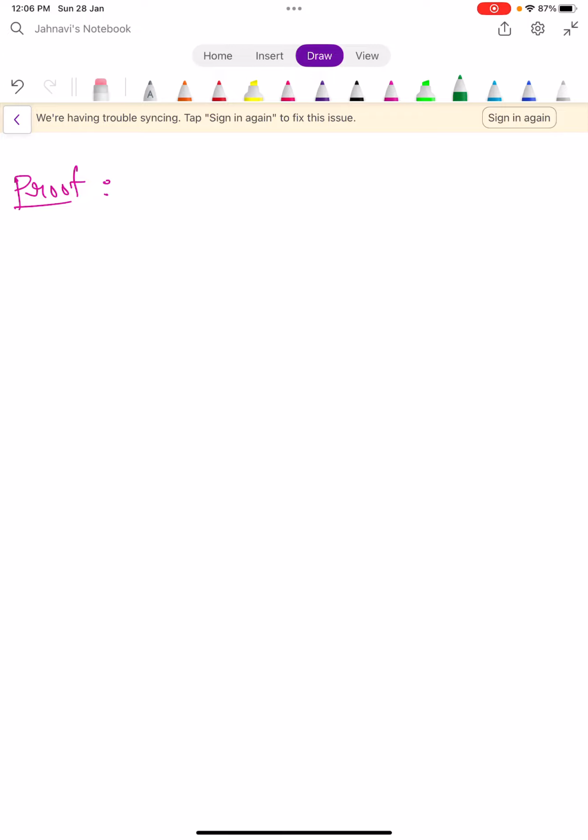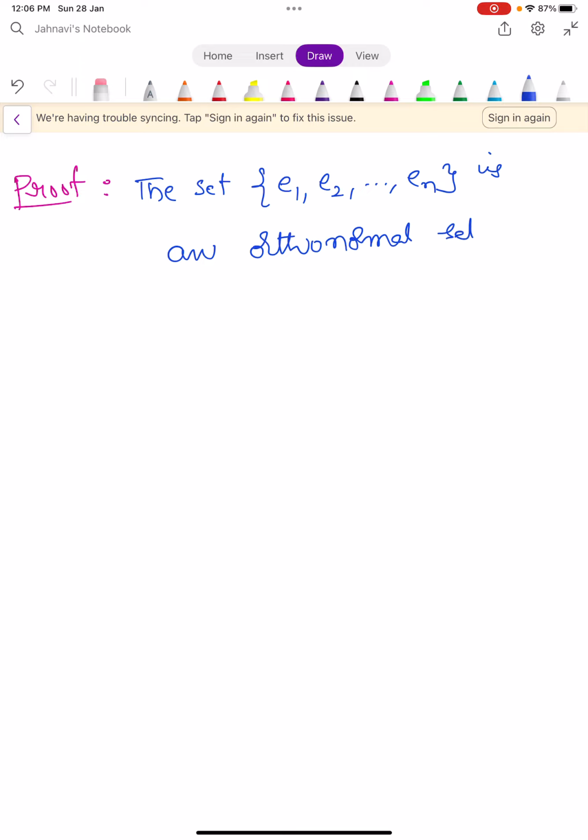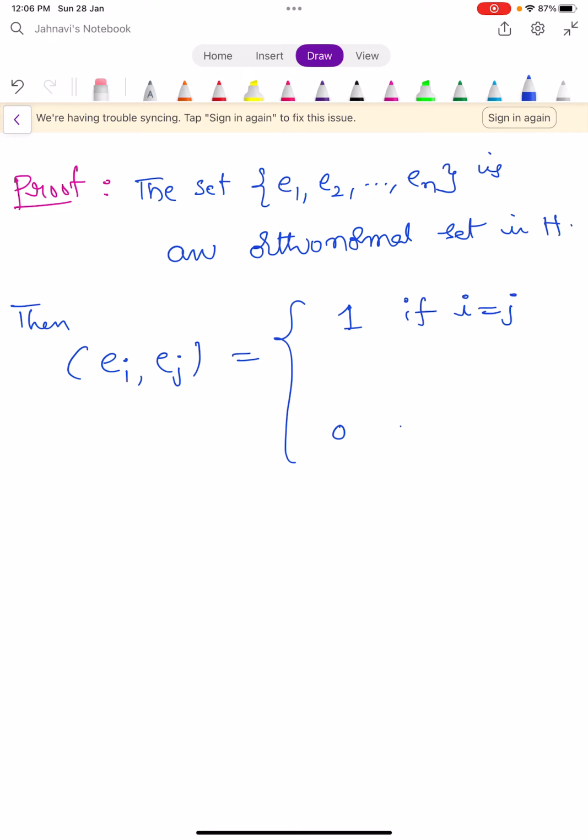It is given that the set E1, E2, and so on, En is an orthonormal set in capital H. By the definition of orthonormal set, inner product of ei comma ej is equal to, you have two values, 1 if i is equal to j, 0 if i is not equal to j. That's it.